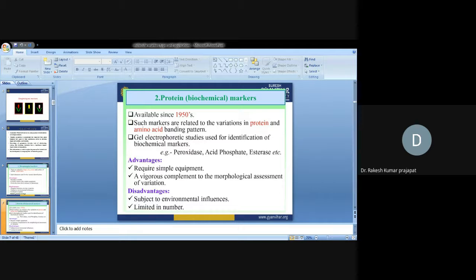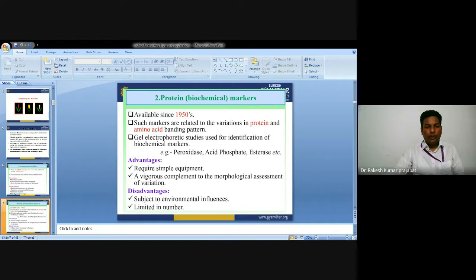So gel electrophoretic studies can be easily used for identification of biochemical markers like peroxidase, acid phosphatase, and esterase. These proteins act as protein biochemical markers. If we talk about the advantages of these protein markers, the first advantage is that they require simple equipment, not much complex. They are the biggest complement to the morphological assessment of the variations. The disadvantage is that they are subject to environmental influence and limited in number.